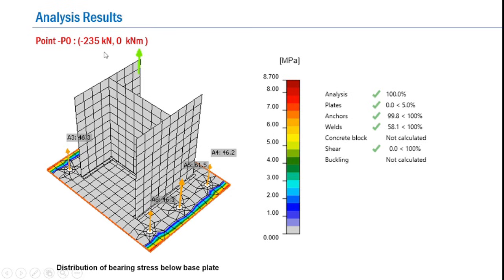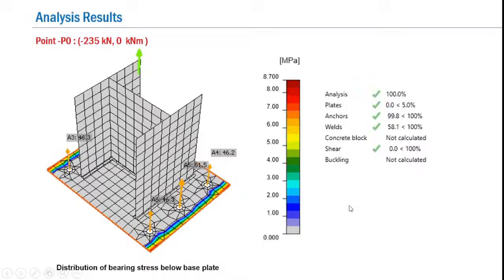So for this case of applied pure tension, a summary of the various analysis results is present over here, from where we can find that the critical value of the tension T equal to 235 kilonewton is governed by the anchors, and the corresponding utility ratio is of the order of 99.8%, which is less than 100%. And here obviously the plates and the concrete blocks are not going to be critical, because the concrete block is theoretically not in contact with the plate.